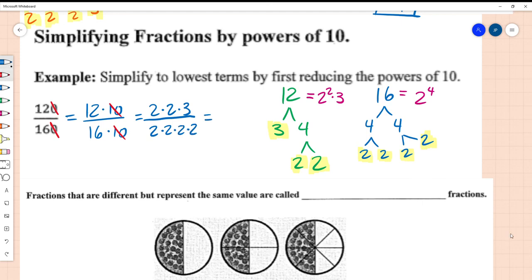Cancel the common factors. So we have a pair of 2's we can get rid of. We have another pair of 2's we can get rid of. So our numerator, we only have a 3 left. In the denominator, we have 2 times 2, which is 4. So the simplified fraction, or reduced fraction, is 3/4.